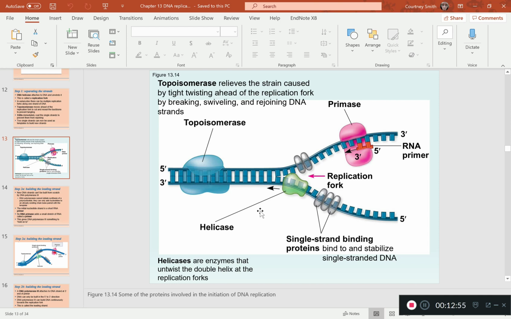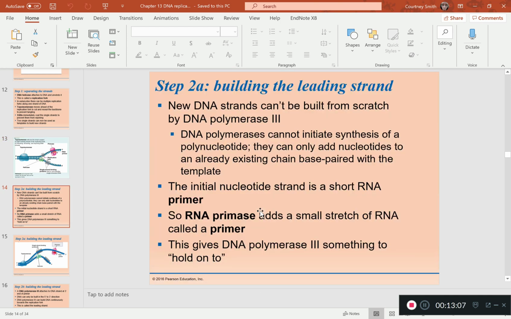Okay, so that is the initial part of DNA replication. That is the first thing that will happen. And then we're going to start building something called the leading strand. When we're building the leading strand, this is where we are making actual new DNA. This is where we are actively replicating it.